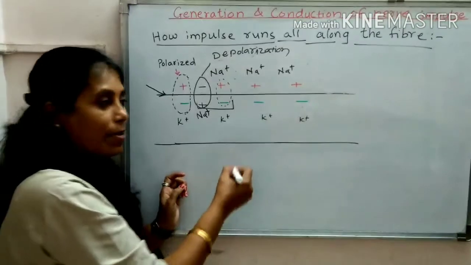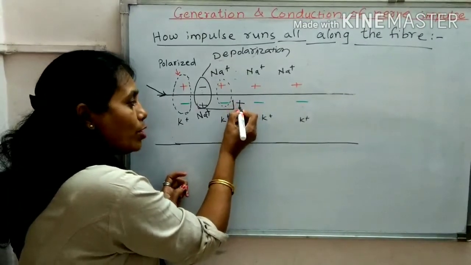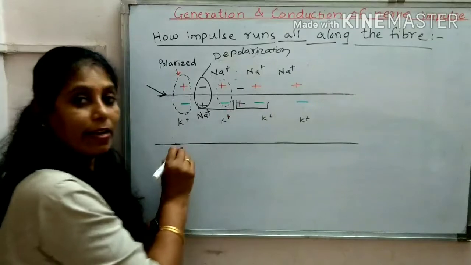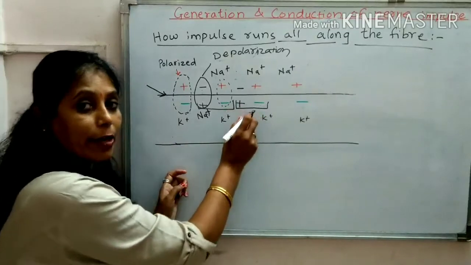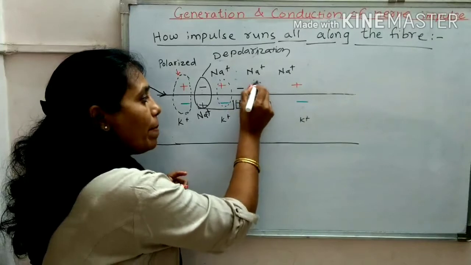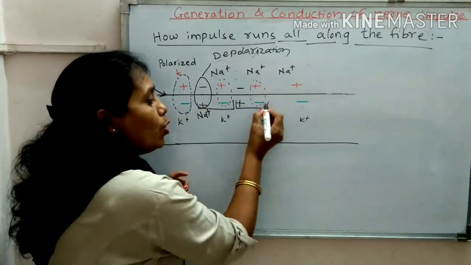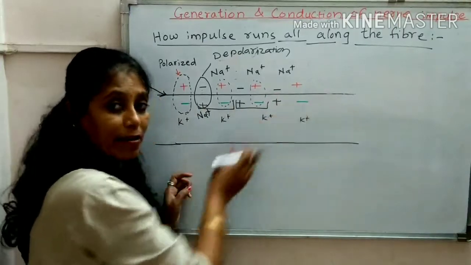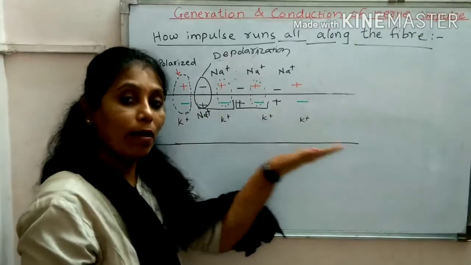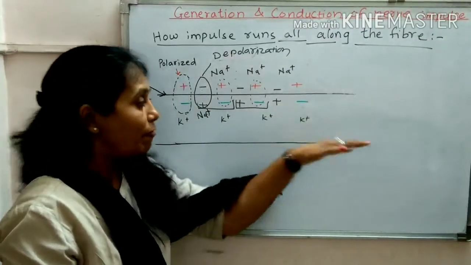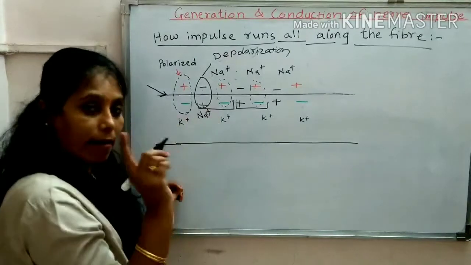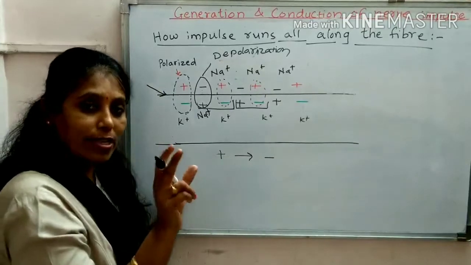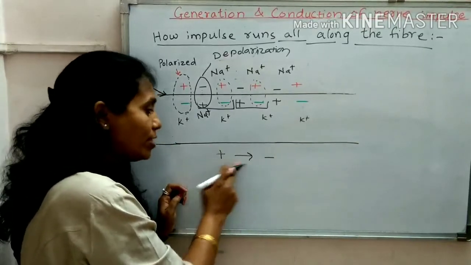Rapid influx of sodium takes place, so here it becomes positive and here it becomes negative. Again current passes from positive to negative, so again this particular membrane or zone becomes depolarized. Again it becomes positive and here it becomes negative. And in this manner the current passes along the fiber, the axonal fiber. Now, current always passes from positive to negative. Two electrodes are there, so current always passes from positive to negative.